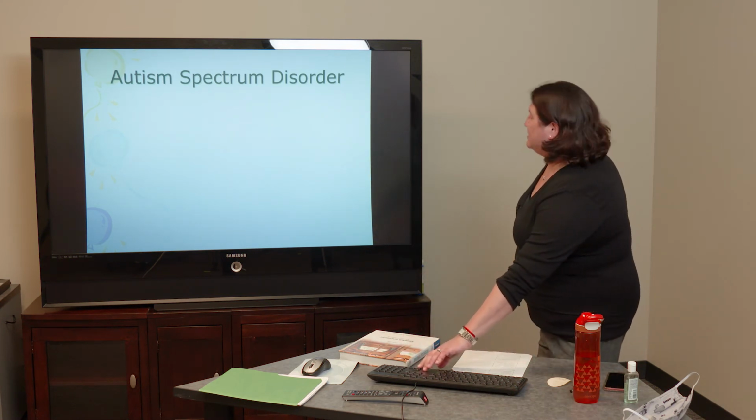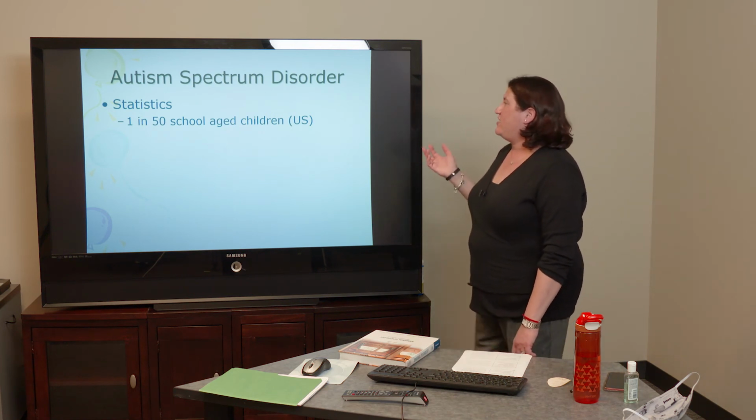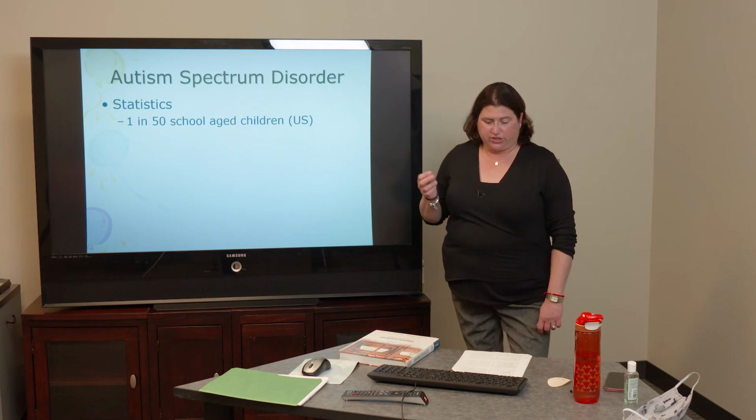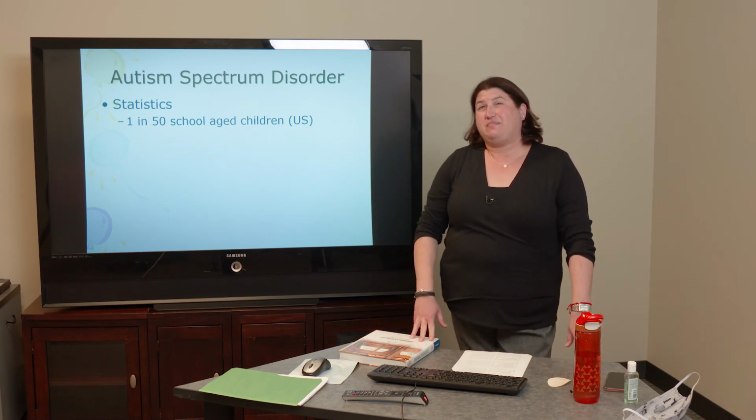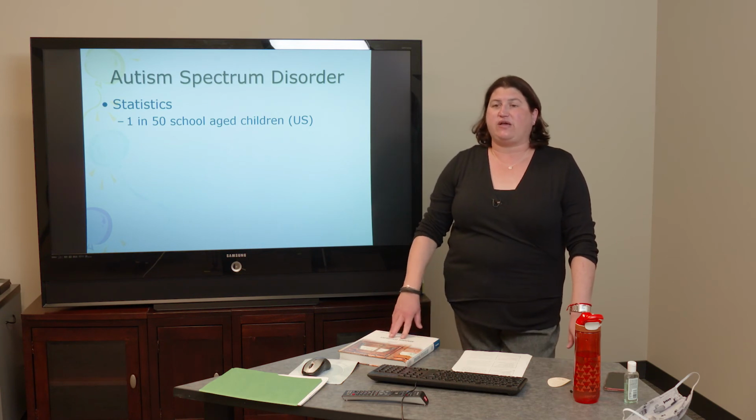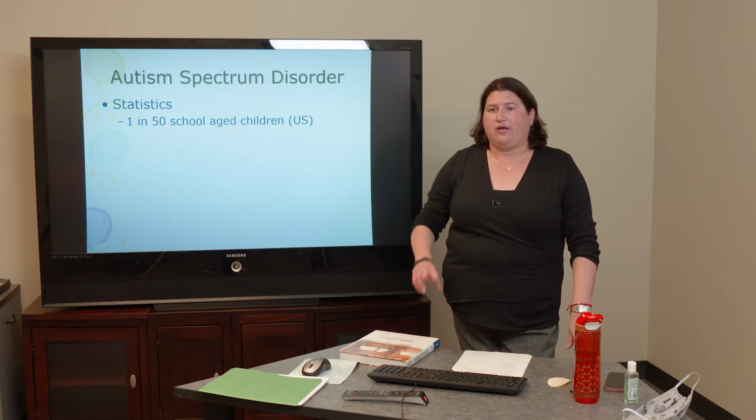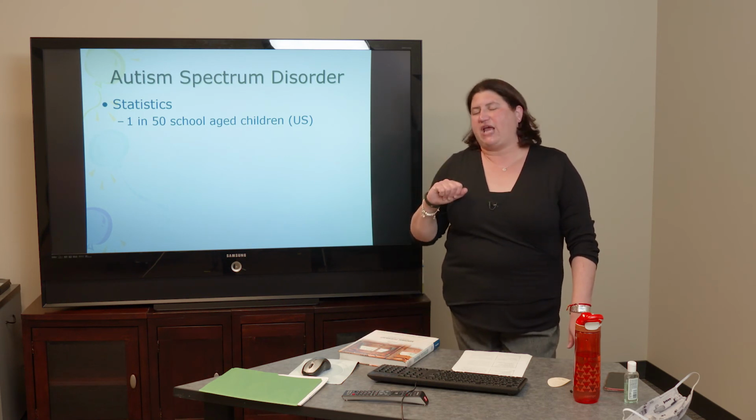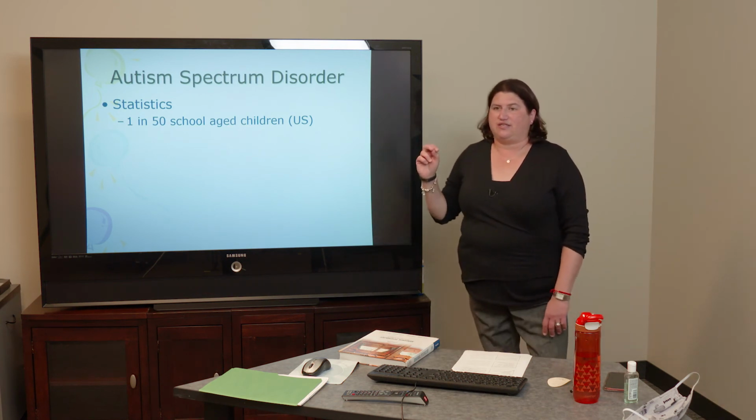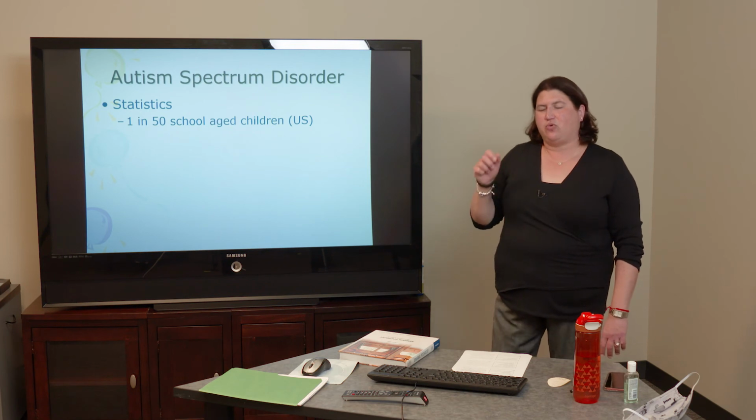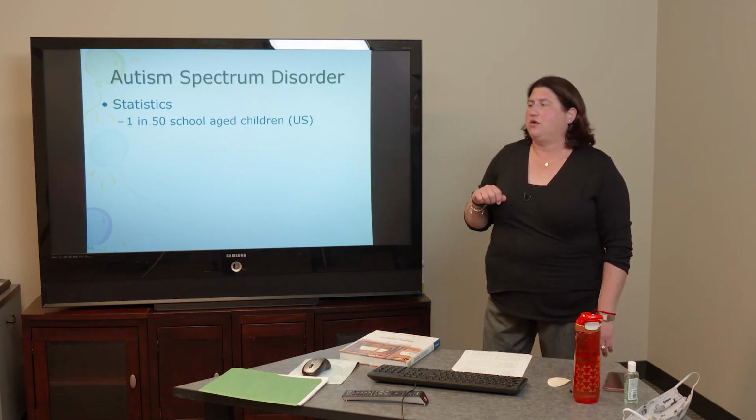Okay, in terms of some statistics, about 1 in 50 school-age children are diagnosed with autism spectrum disorder in the US. And one of the things here is people often wonder, are we now seeing more autism? Has autism become the diagnosis of the hour? Well, yes and no. Yes, we are seeing more autism, but it's not because there is in fact more autism, it's that we're better at recognizing it and we're better at diagnosing it, okay?